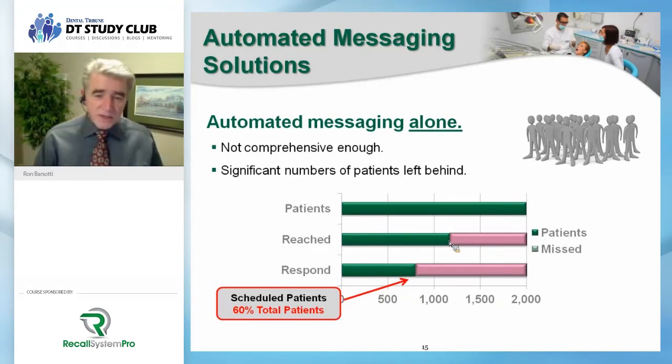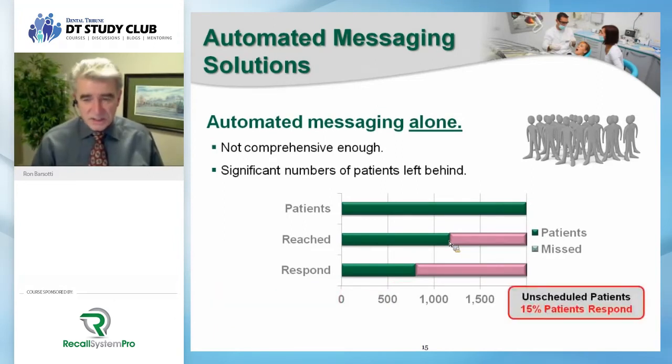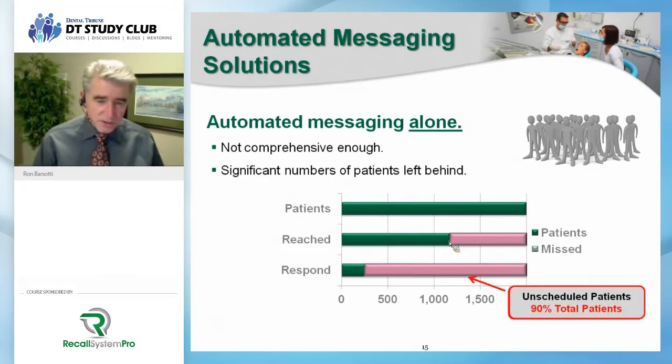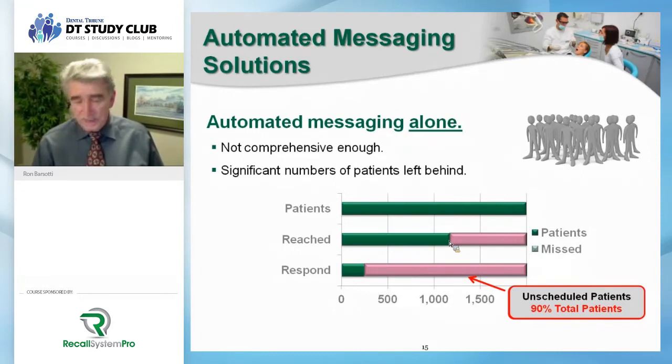And where automated messaging alone really becomes a problem is related to unscheduled patients. Only 15% of unscheduled patients respond to automated messaging. So that leaves approximately 90% of unscheduled patients that aren't reached or do not respond to automated messaging. And that can become a significant problem if you consider how many patients typically fall out of a schedule, cancel or move their appointments.